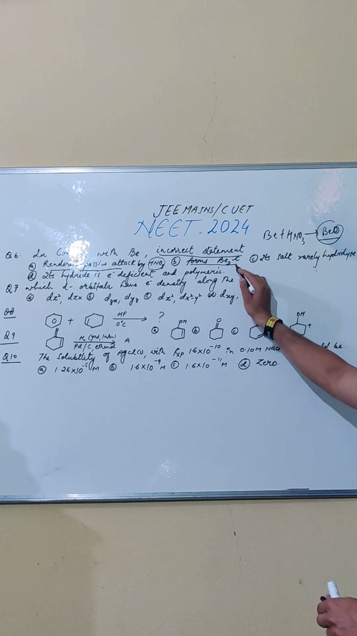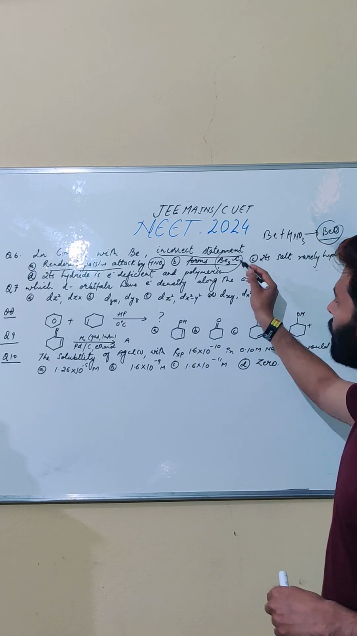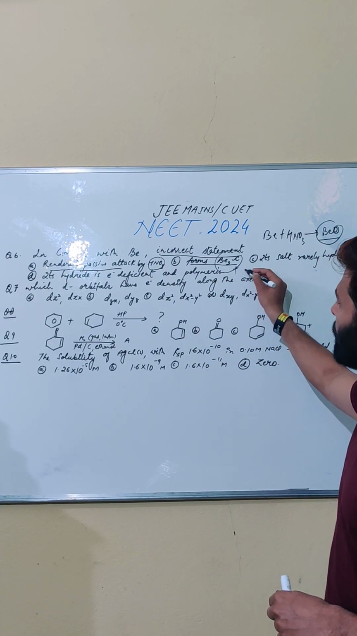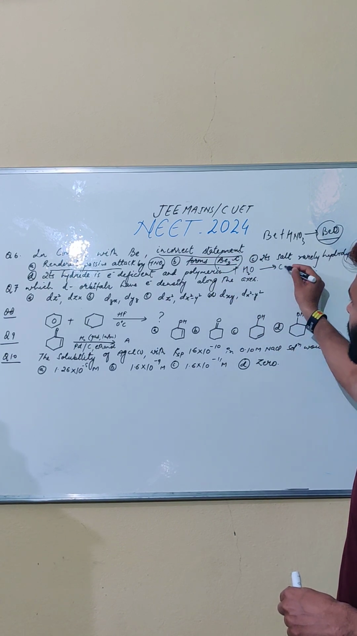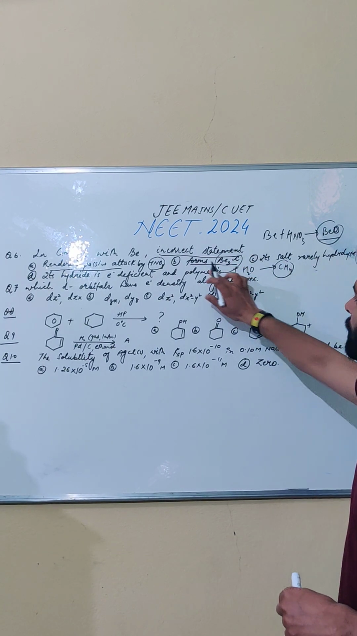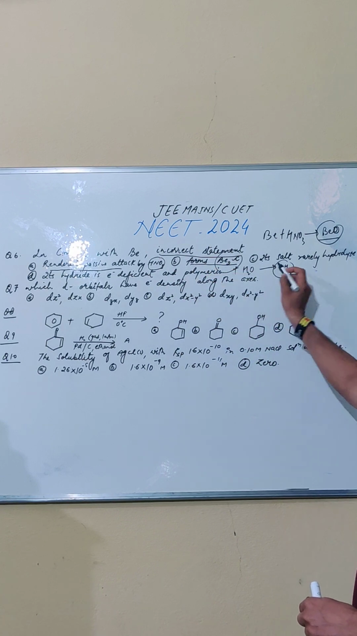Second, it forms beryllium carbide. It is true, beryllium forms beryllium carbide. And also you have to remember that when beryllium carbide reacts with water, on hydrolysis it forms methane. Okay, so statement 2 is also correct.